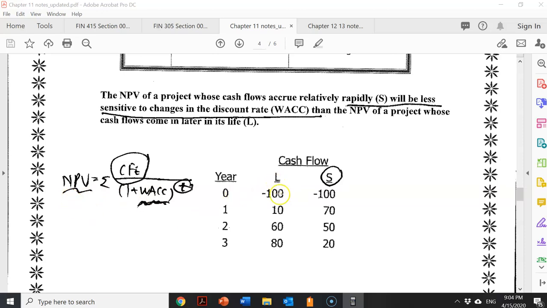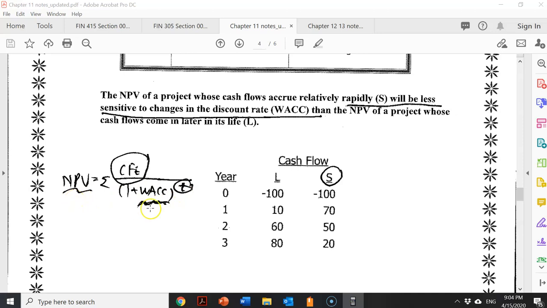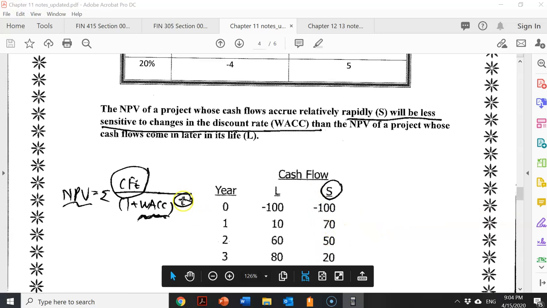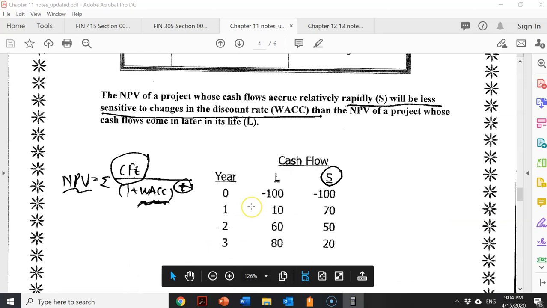For projects like L, because the money comes later, T is larger, so any change in WACC would have a larger impact on NPV. So for S, again, money comes earlier, T is smaller, WACC change should have a smaller impact on NPV. You can see the range is from 5 to 40 for S. But for L, the money comes later, T is larger, so any change in WACC would have a larger impact on NPV. You can see the range is from -4 to 50. Okay, there's a larger change.